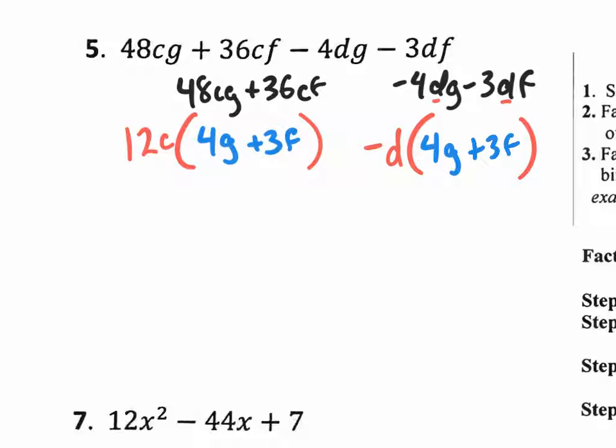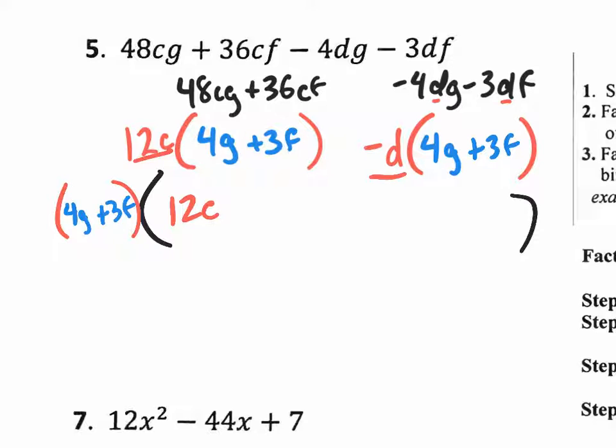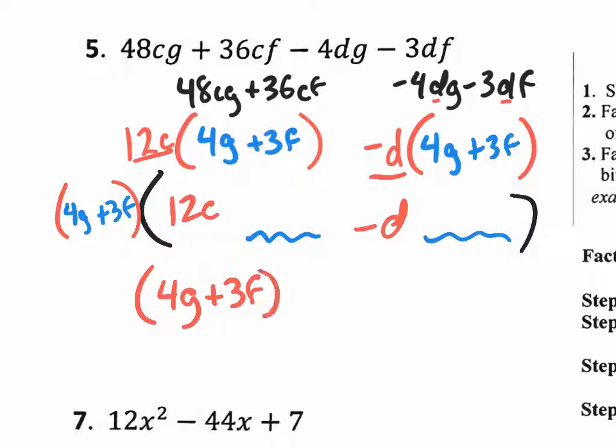The last step on factoring by grouping is to put some exaggerated parentheses, take out that common binomial, in this case 4G plus 3F, and bring down what's left over. This 12C that's left over, bring that down. The minus D that's left over, bring that down. I just leave the exaggerated parentheses so you could see that that common binomial is missing. Oh, my voice is going. Okay, here we go. So 4G plus 3F times 12C minus D, that's your answer.